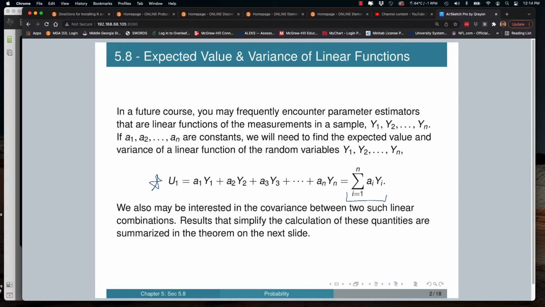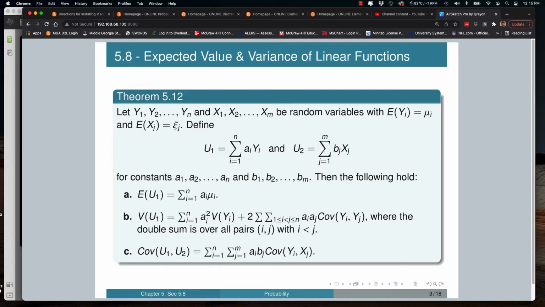But we also may be interested in the covariance between two such linear combinations, any pairing of the linear combinations in a set of random variables. And so the results that simplify the calculation of these quantities are summarized on this next slide. So these are some formulas that will be handy to you in this section.